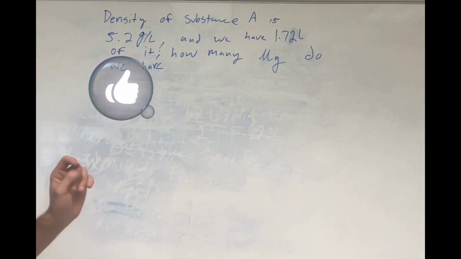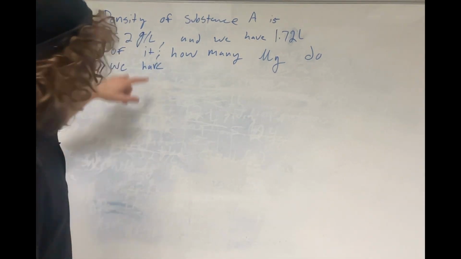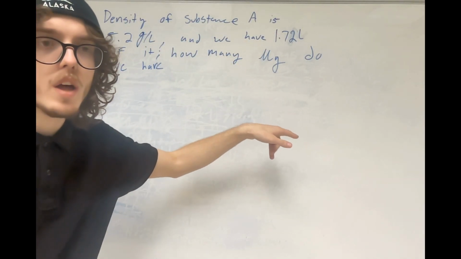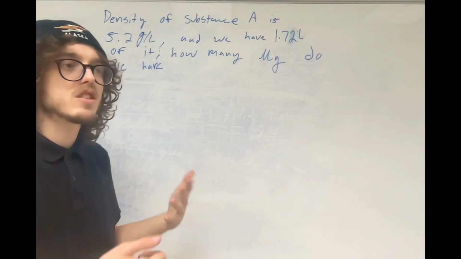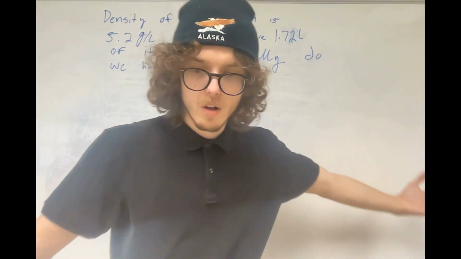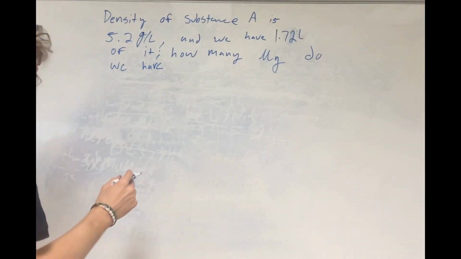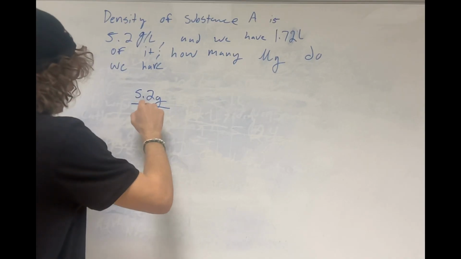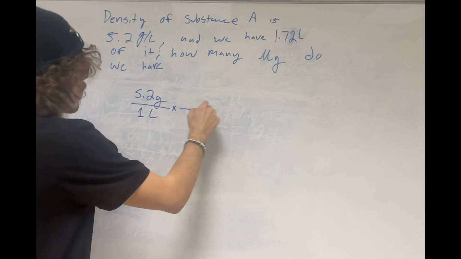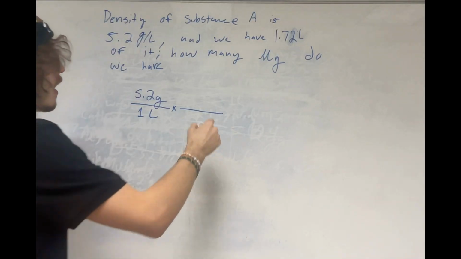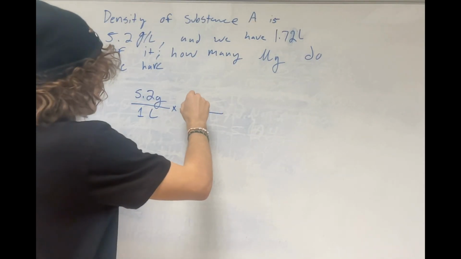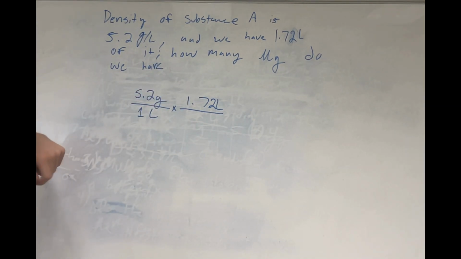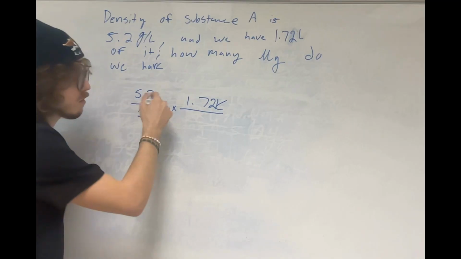So notice there's a lot going on here. I really ramped up the difficulty. We're going to have to do that dimensional analysis with density that we saw, but we're going to get out grams, and what we have to do then is convert it. So this is going to be a very long dimensional analysis problem. So let's write what we're given. It's 5.2 grams over 1 liter. But recall that what we did last time, in literally like 2 minutes ago, was multiply by the 1.72 liters on top, which is going to cancel liters and give us grams.